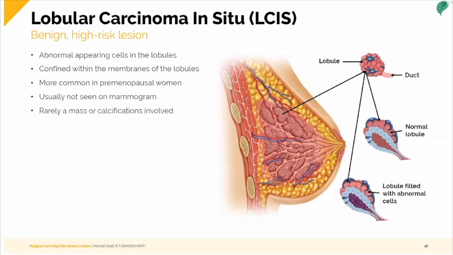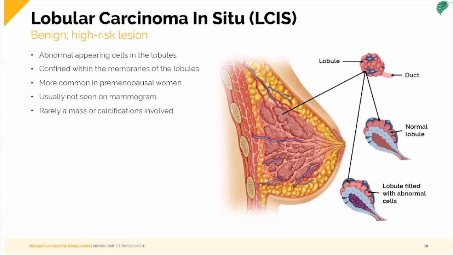LCIS is more common in premenopausal women and is usually not seen on a mammogram. It is rarely imaged as a mass or has any calcifications involved. Surgical excision is again recommended, with the possibility of an upgrade to some type of cancer diagnosis after excision.